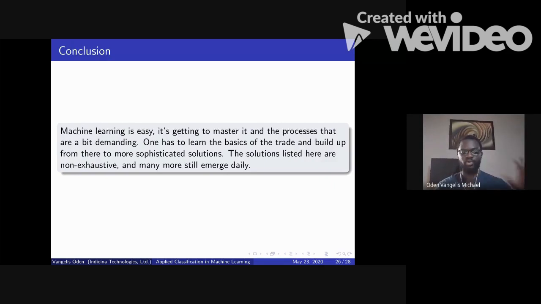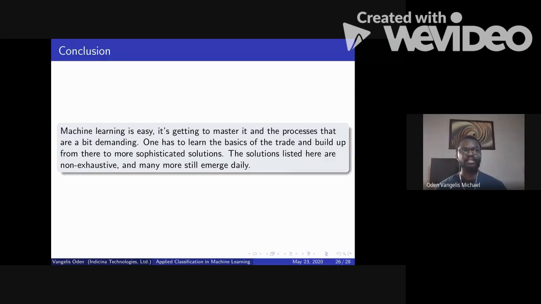I would help with drawing out a roadmap for how you can actually deploy, build that solution from beginning to end, and give resources that you could research for that problem. So one has to basically learn the basics of the trade and build up from there to more sophisticated solutions. What helps you scale through is an understanding of the foundations.